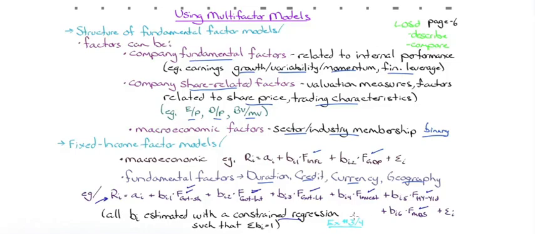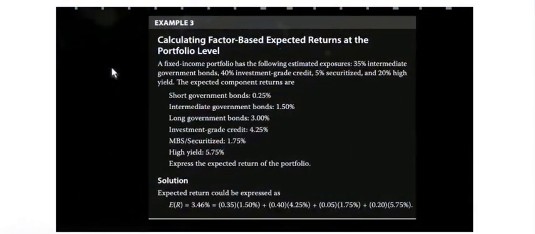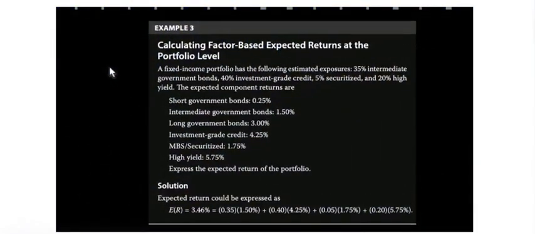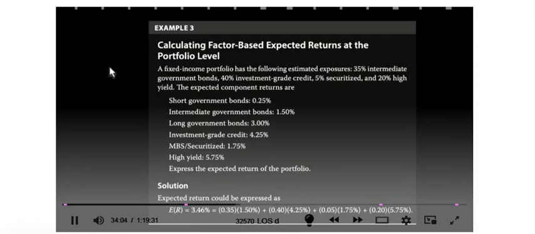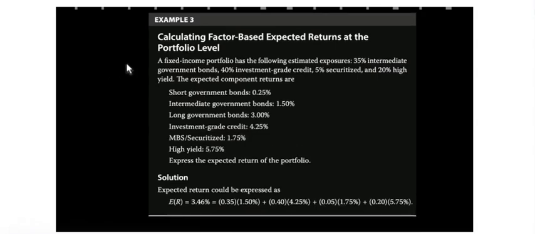Let's take a walk through example 3 and 4 now. All right, we'll use the model 2 different ways. Example 3 has the model and just asks you to calculate an expected return for a portfolio. Example 4 says, hey, given the sensitivities, the betas of this particular portfolio, is it following its mandate? So let's look at 3.